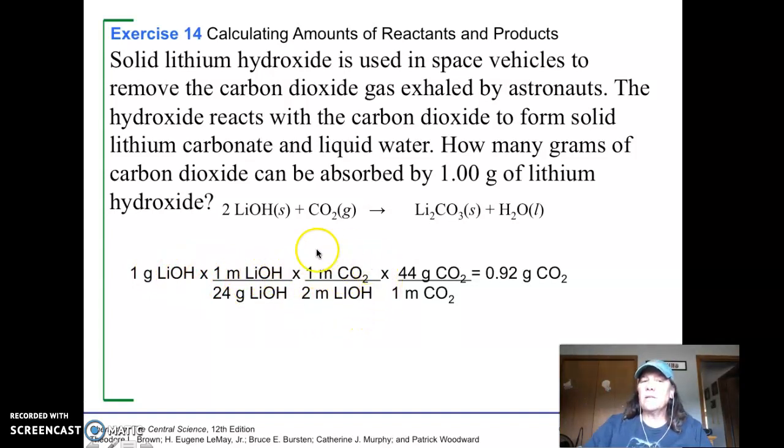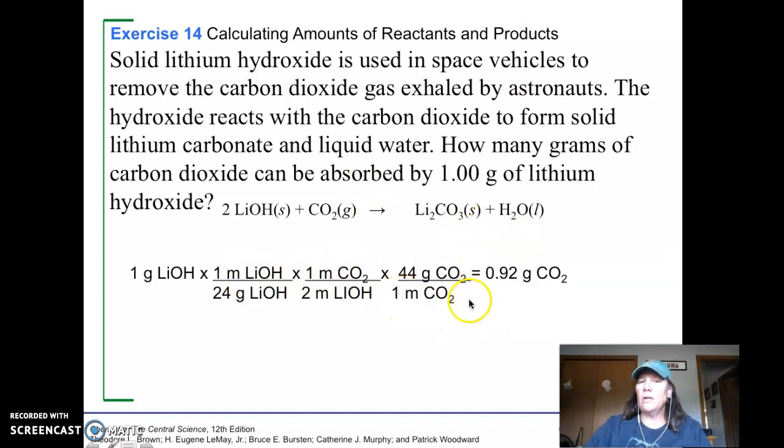This comes from my balanced equation. Okay, I'm trying to get rid of moles of lithium hydroxide and I'm trying to find carbon dioxide. So if I look up here, I put a 2 here and I put a 1 here. Okay, that's the same as these coefficients that come from my balanced equation. Now I'm going to change moles of carbon dioxide to grams, because I got rid of grams of LiOH, I got rid of moles, now I have moles of CO2 and I need grams.